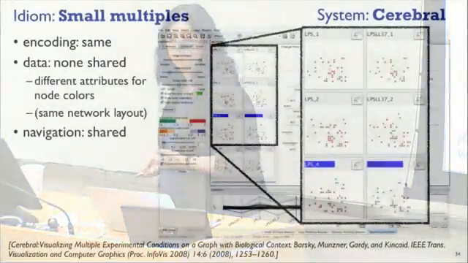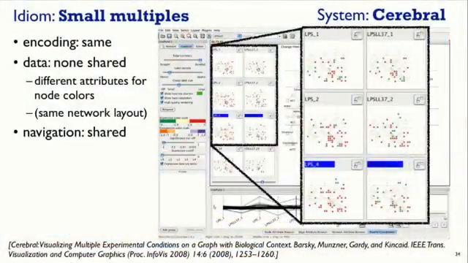Now, a third flavor of idiom, the buzzword for this is small multiples, is where you have the same visual encoding in multiple views and showing different parts of the data, so typically disjoint sets of the data. So in this example, and this is one that you actually saw earlier, where we were looking at this gene expression data at different time points in experimental conditions, we've actually got these completely different colorings of the same fundamental base layout of the graph. And again, this one's got shared navigation.